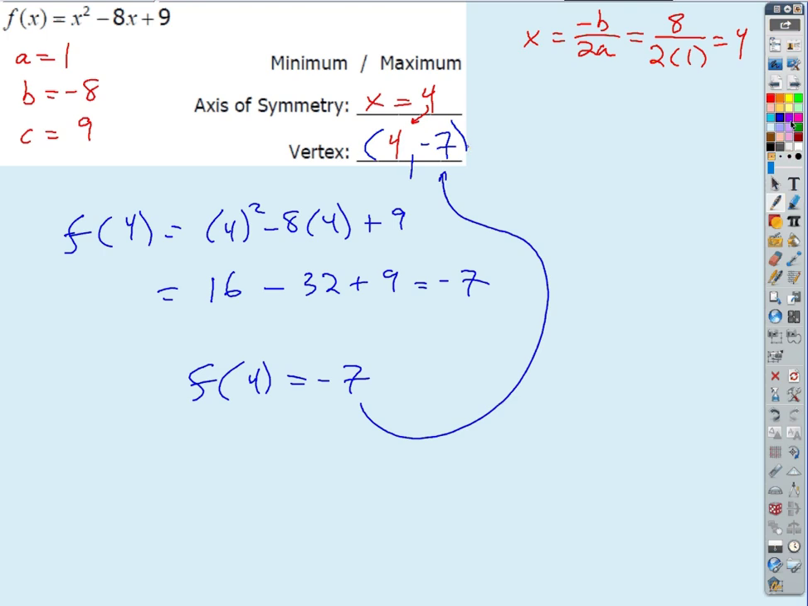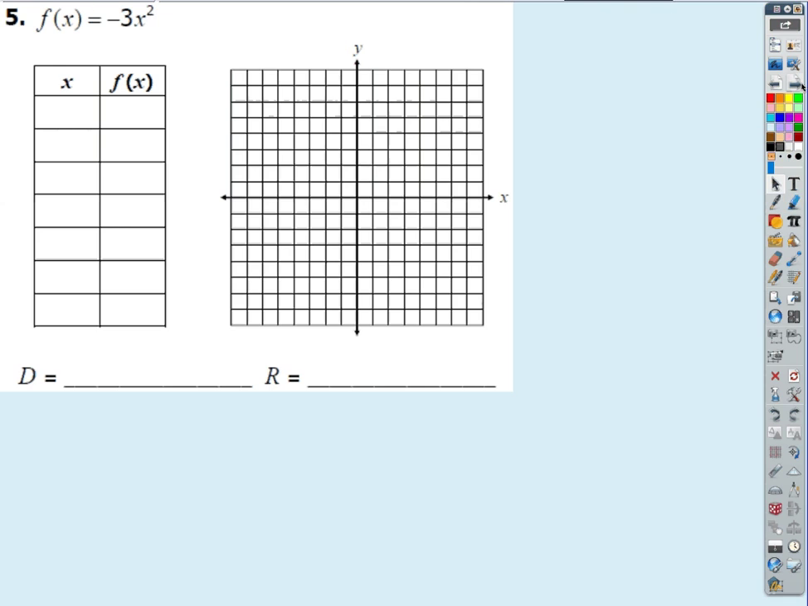We know A is positive, right? A is greater than 0, it's positive. So that has to be a minimum. Got to open up, right? Okay. All right, what about this guy?